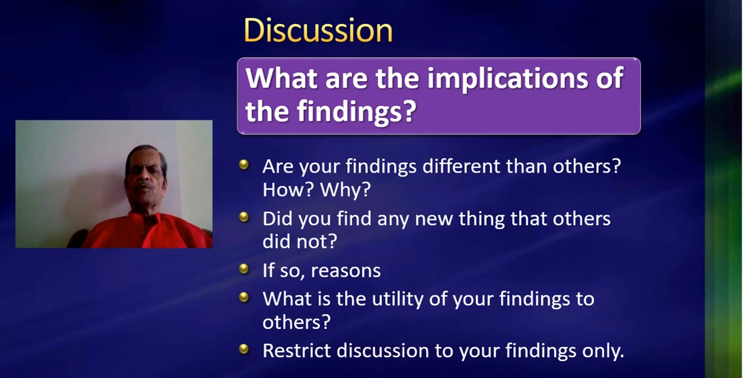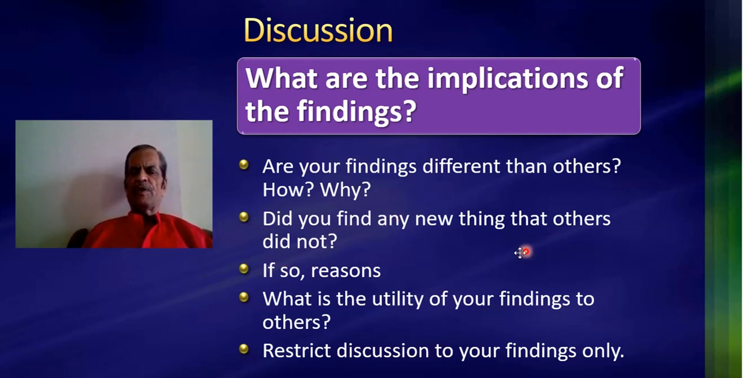The discussion includes what are the implications of the findings. You have shown what your findings were, but what is the implication of these findings? That comes in the discussion. Are your findings different from the others? You may have found the prevalence of a certain disease which is very low compared to the others, or very high. That must be mentioned, and whether these findings are different, how they are different, and what is the possibility behind you getting results that are different from others. That must come in the discussion.